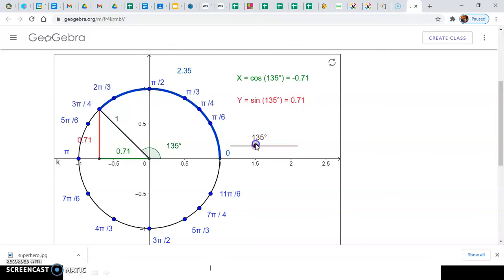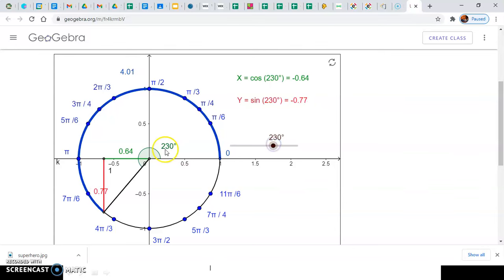Go further into quadrant 3. Now I have made an angle of 230 like that. Now we have a point that's here that has both a negative x value and a negative y value. So cosine and sine of 230 should both give negative answers, and they do. Look right there, both negative.